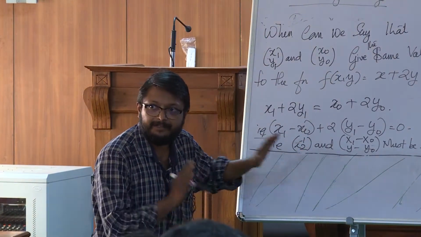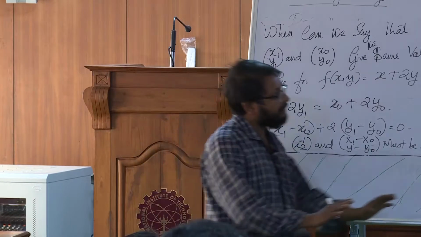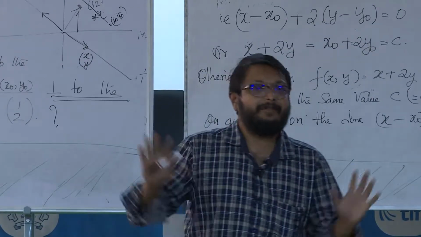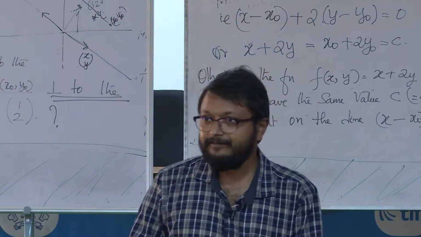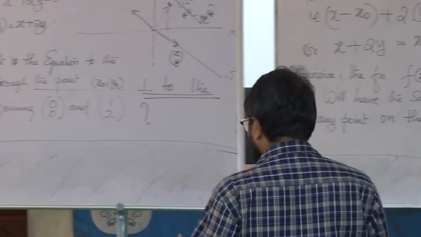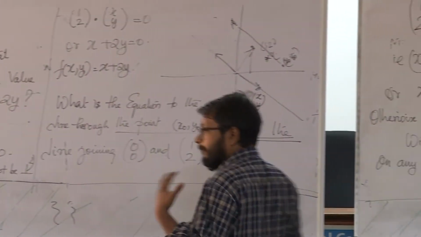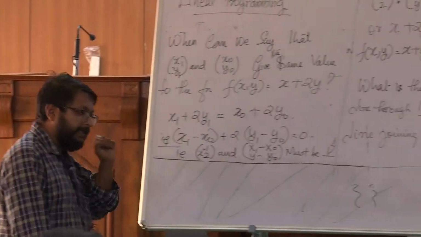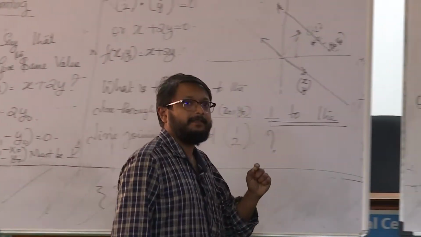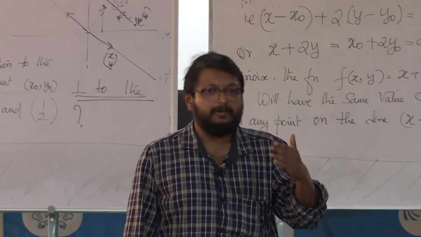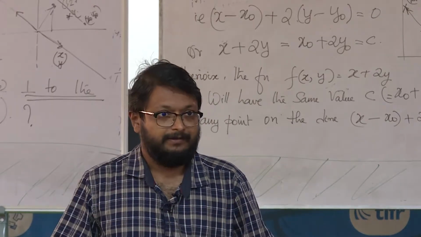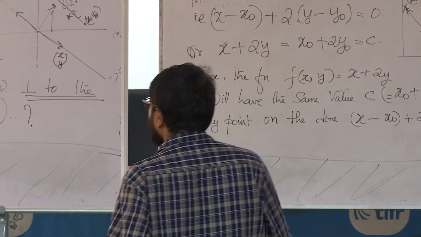Very basic geometry. So, with this very basic geometry, let us try to understand linear programming. Linear programming is about trying to find a point where a linear objective function gets a maximum or minimum value subject to certain linear constraints. So, let us try to see what this means geometrically.